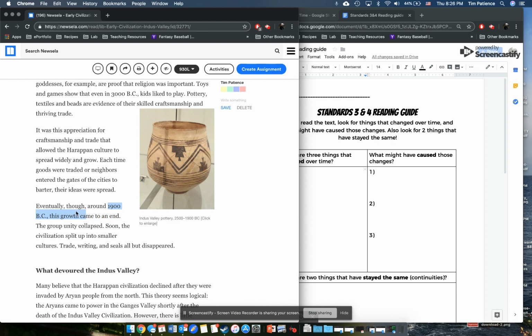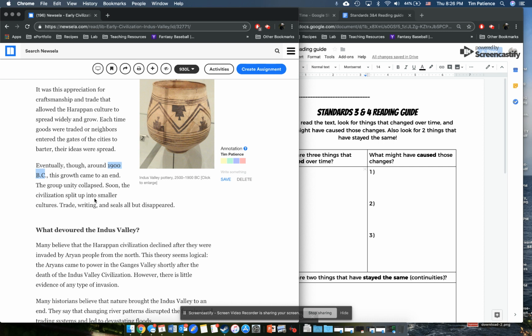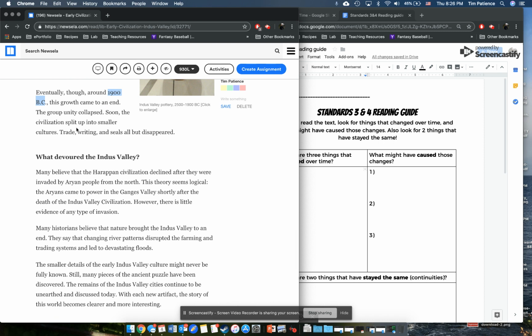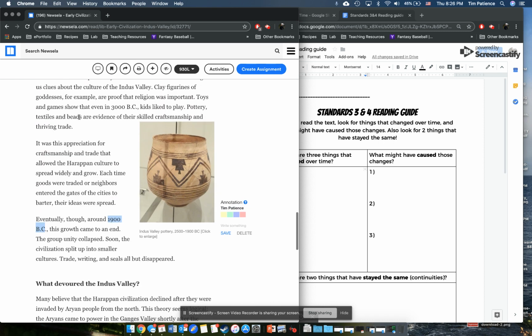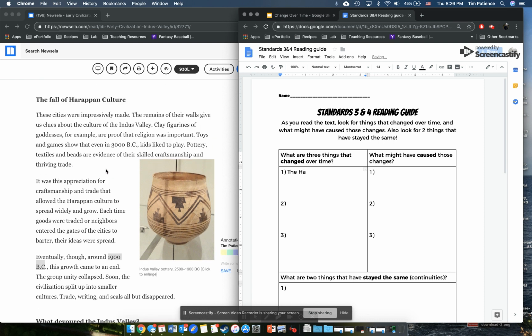But by the end of this section, we're in 1900 BC, and we are seeing that there is a change in the civilization, right? The group unity collapses, the civilization splits up, trade, writing, and seals disappear. So something happens, right? There's a significant change where the civilization that was once doing really well starts to decline. All right, well, we found our first change, right? So we would say something like the Harappan culture declined. So that's the change, okay? And we'll just leave it at that, okay?